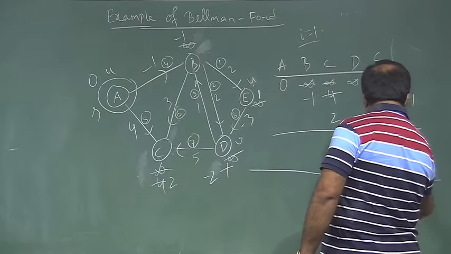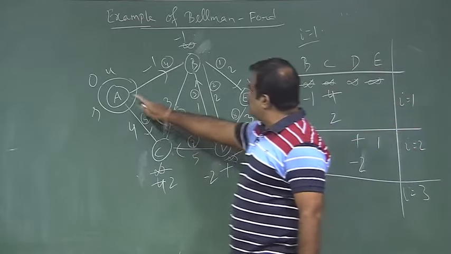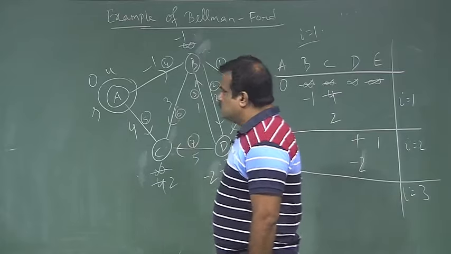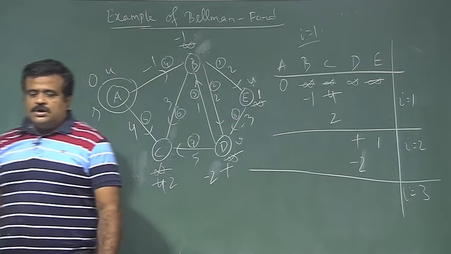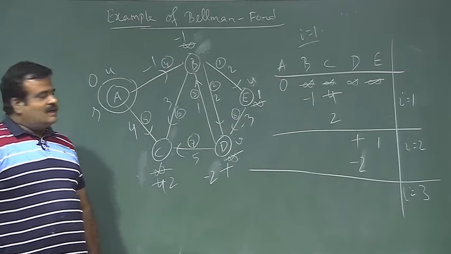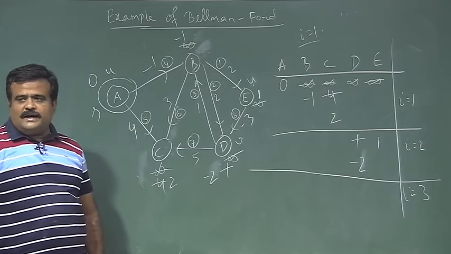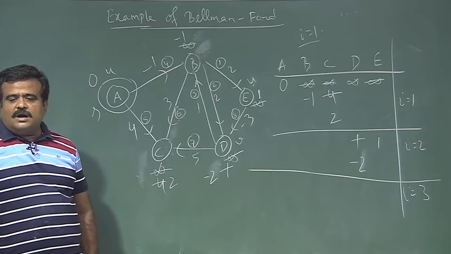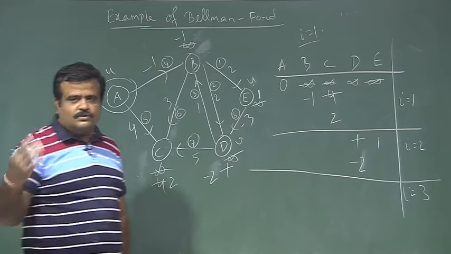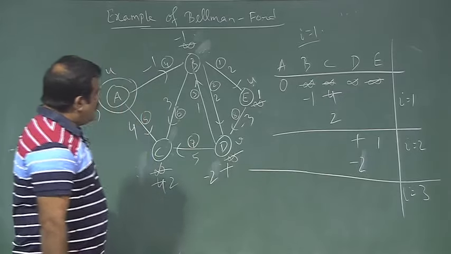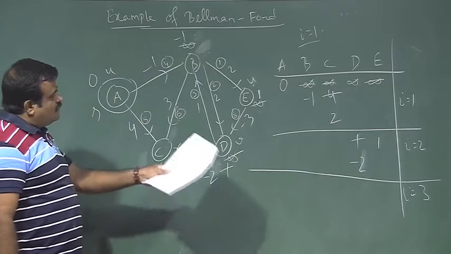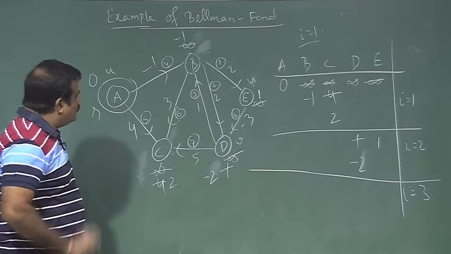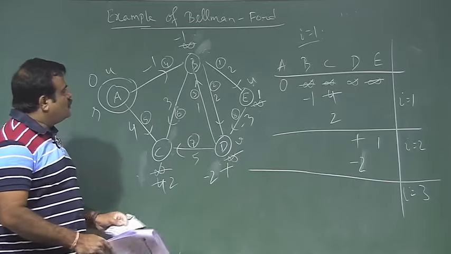Now, for i equal to 3 we need to do this again. How many vertices do we have? 1, 2, 3, 4, 5. So, 5 vertices means the outer loop runs V minus 1 times. That means 5 minus 1, at least 4 times we have to do this. So for i equal to 3 we can just do it again, and also for i equal to 4.